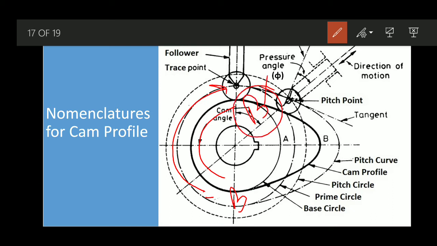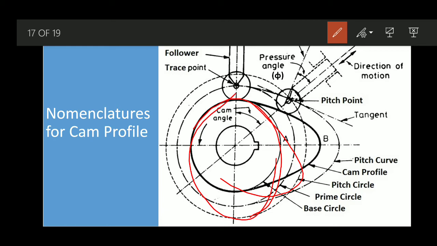Okay, so B to B there. During that course, the cam is actually rotating. Suppose the cam is in this position, then in this position, and so on. So this much distance will change. So what will happen during that particular course of time?